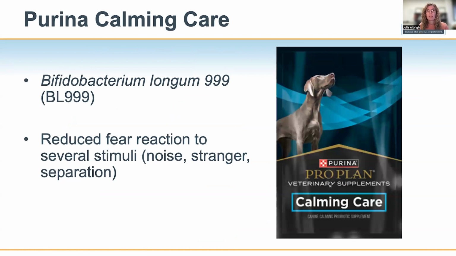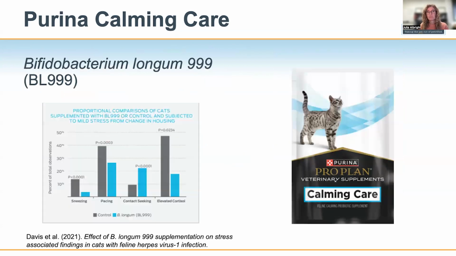So Purina has Calming Care, which has a specific strain of Bifidobacterium longum called BL999. And they have some nice controlled studies to show that when their research dogs were administered the Calming Care, in these blinded studies, they had reduced fear reactions to many different types of fear-inducing stimuli, such as noise stressors, stranger approach, and separation from their caretakers, compared to when they were not given that product with their diet. And Purina Calming Care is also available for cats.